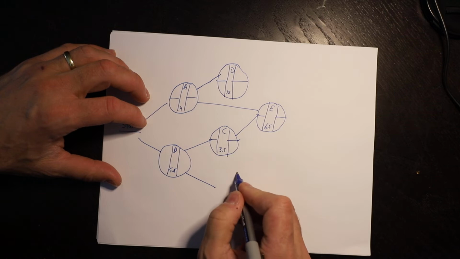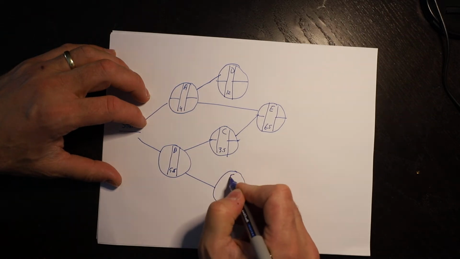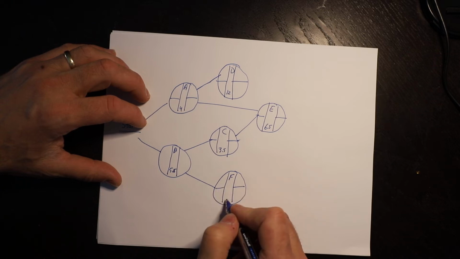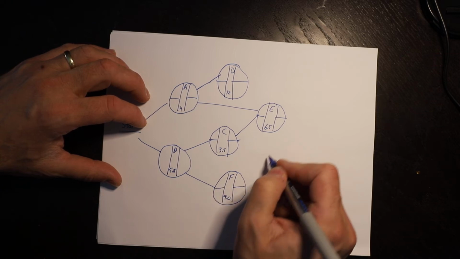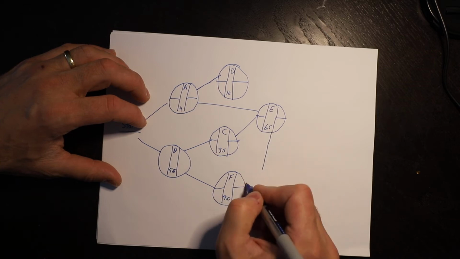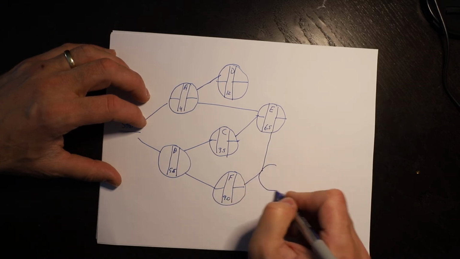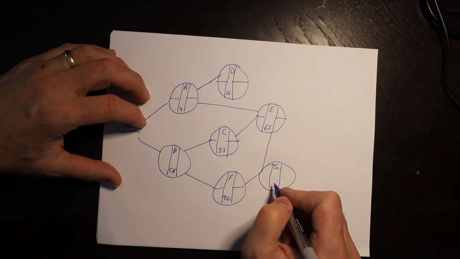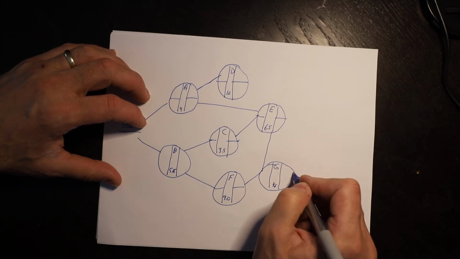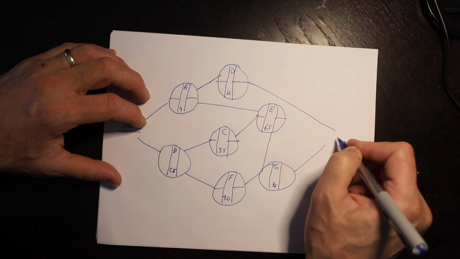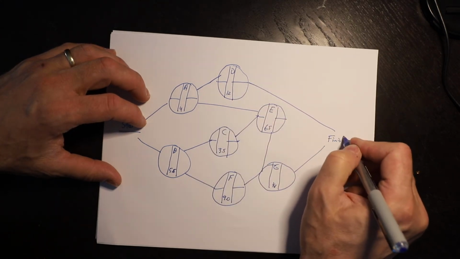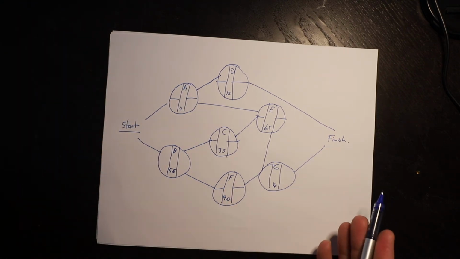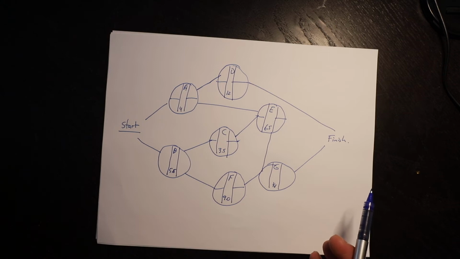F follows B, and it is 9.0, and G follows both F and E, and it is 4.5. Neither D nor G have any other followers, so we just go into the finish node. So that gives us the network diagram that we did when we just did it without uncertainty.